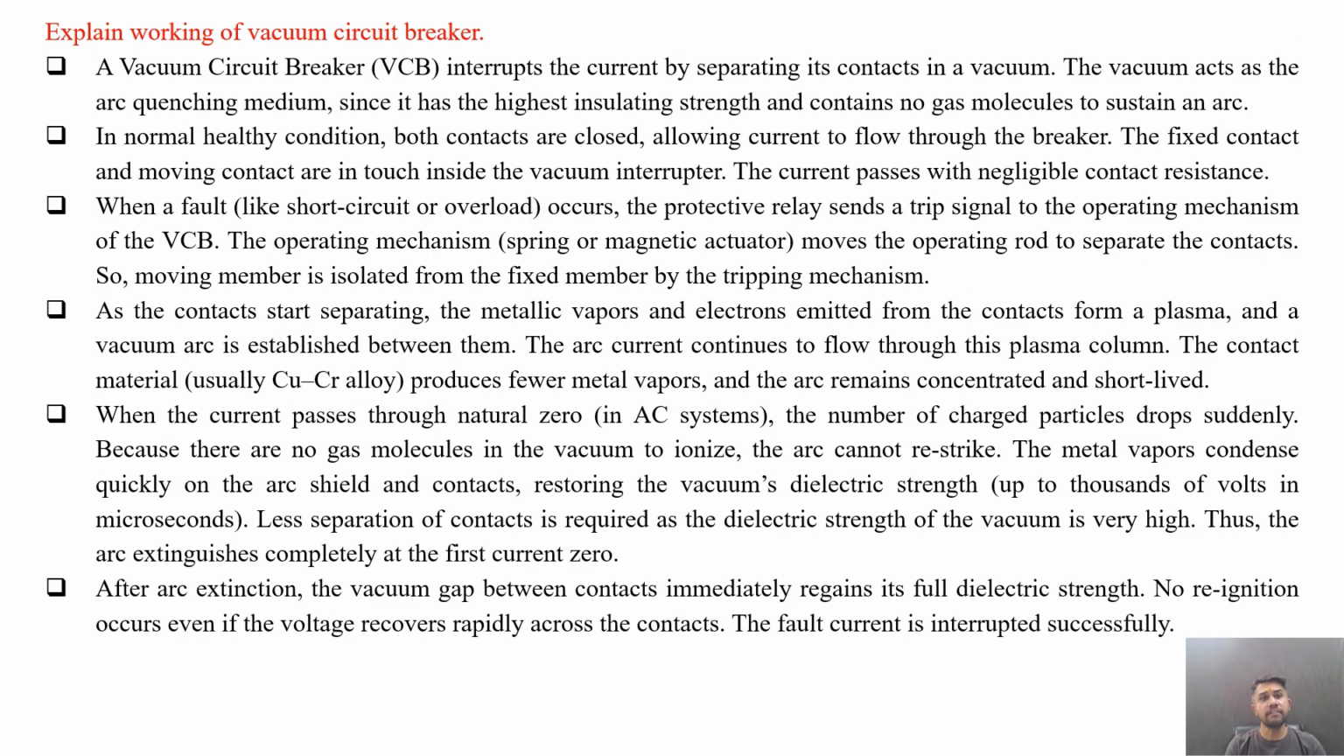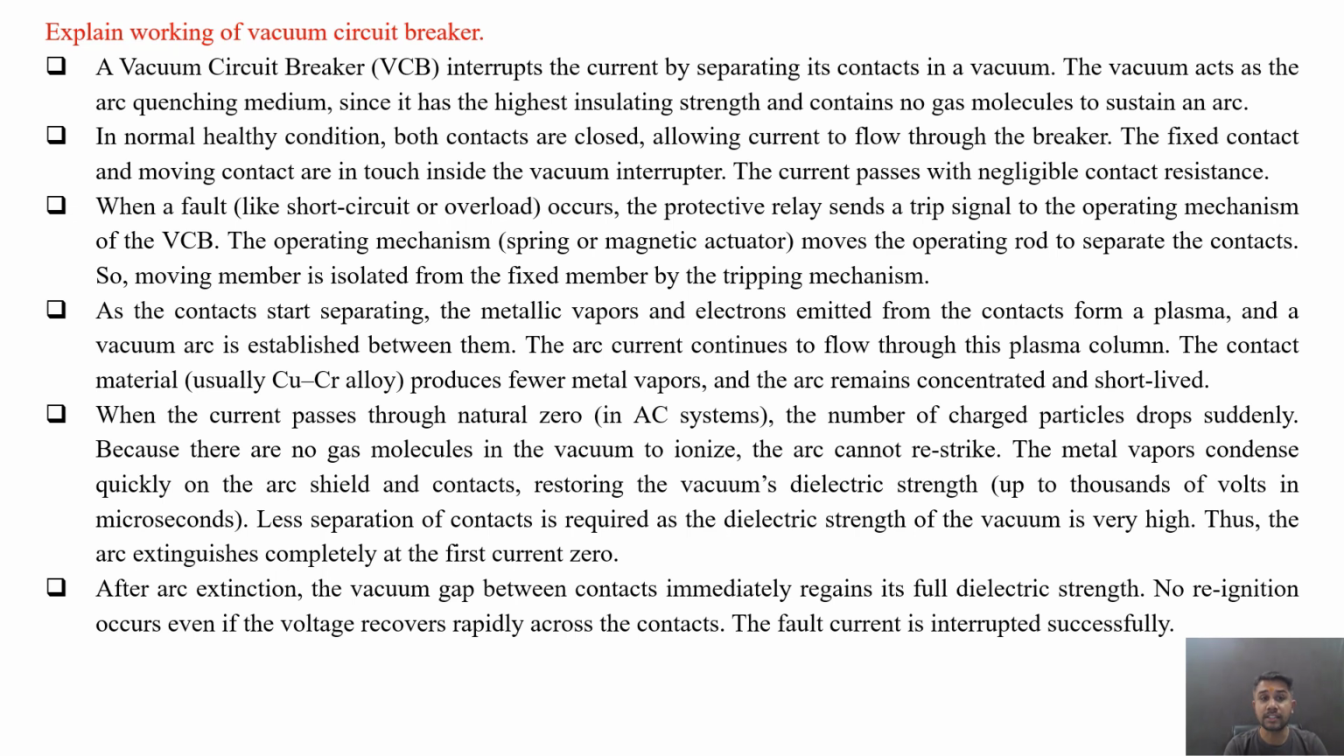Explain working of vacuum circuit breaker. A vacuum circuit breaker, that is VCB, interrupts the current by separating its contacts in vacuum. The vacuum acts as the arc quenching medium since it has the highest insulating strength and contains no gas molecules to sustain an arc. In normal healthy condition, both the contacts are closed, allowing the current to flow through the breaker. The fixed contact and moving contact are in touch inside the vacuum interrupter. The current passes with negligible contact resistance.